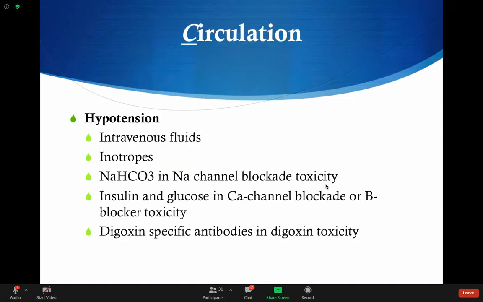Hypotension, usually we treat it like anything in emergency. We start with fluids and then inotropes and vasopressors. In toxicology, if we see hypotension and widening of the QRS complex in the ECG, we give them sodium bicarb, because it corrects the acidosis and also gives them a sodium load that will act on the sodium channel and overcome the blockade. Digoxin specific antibodies, if they're hypotensive from digoxin overdose or chronic toxicity, then digoxin antibodies will help their blood pressure and will help their respiratory rate.